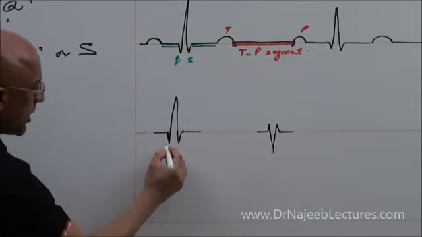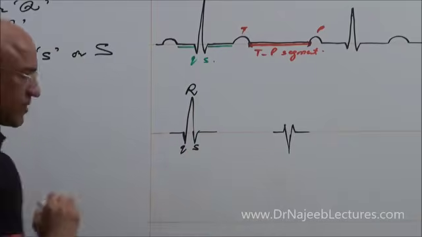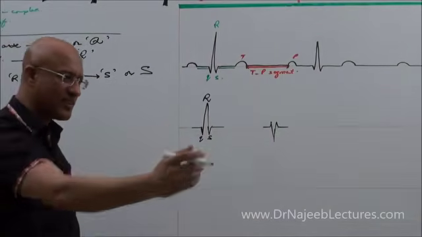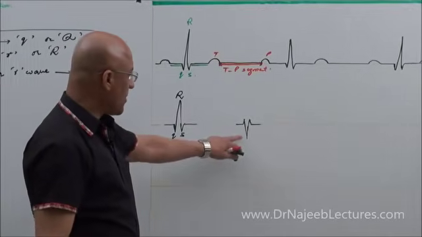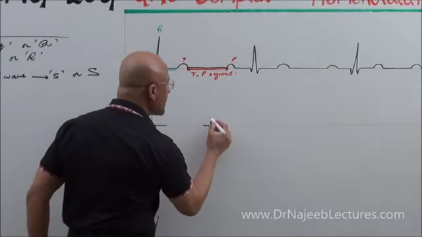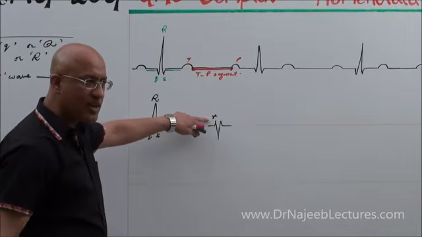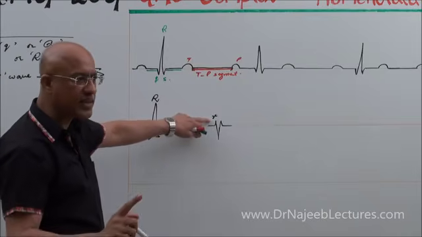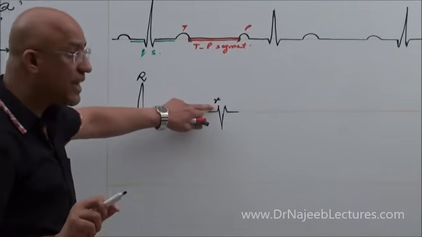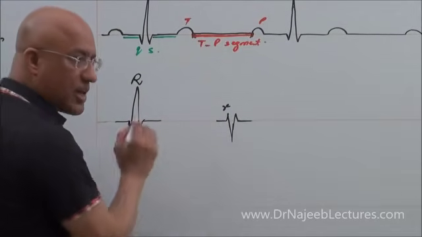We already know this will be labeled as Q, R, S. What about this one? Who will tell me? Yes, doctor. The first positive deflection is R. Very good. The first positive deflection should be R. It is the small r, of course. The first positive deflection should be considered R, but because it is a small deflection, I am writing it in lower case. It means here the R is without Q, because there is no negative before the R.